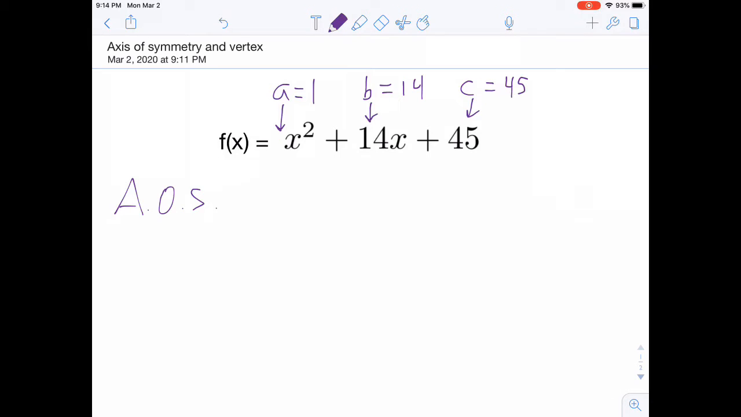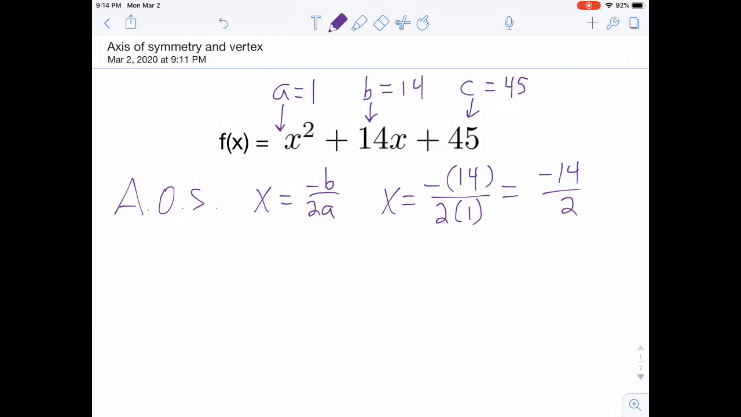So my axis of symmetry formula is x equals negative b over 2a. Now remember that negative sign is in the formula, so when I substitute in here, I have to make sure that negative sign is there. And whenever I substitute, I am going to use parentheses, so b is 14 and a is 1. Simplifying the numerator, I get negative 14. Simplifying the denominator, I get 2. And when I simplify that, I get negative 7.